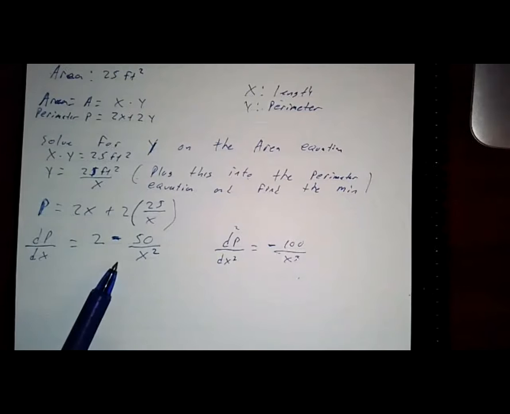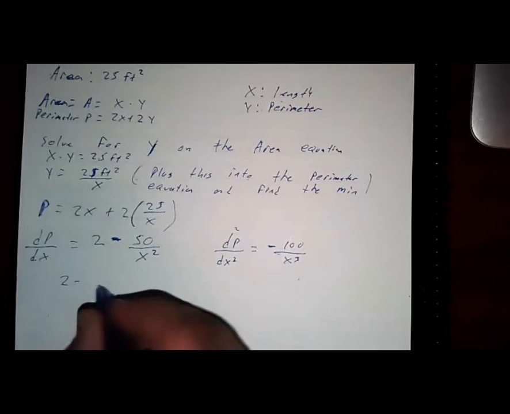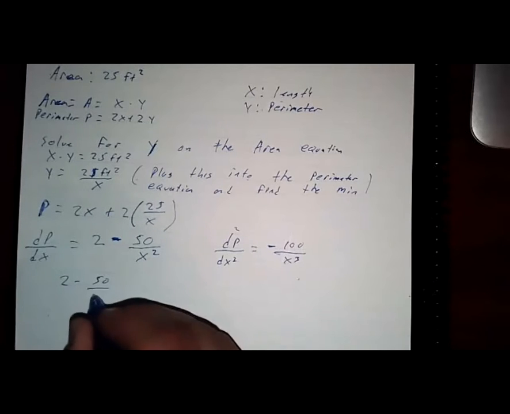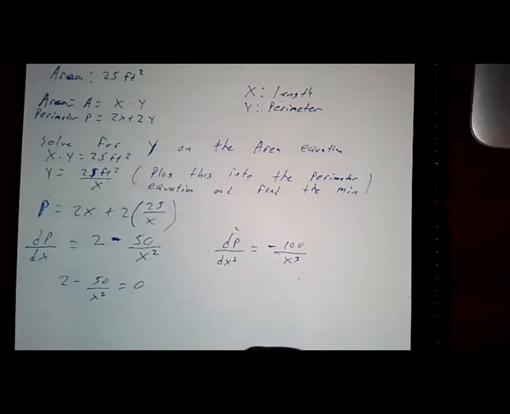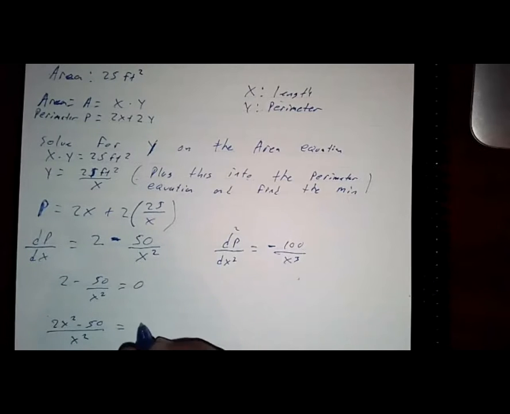Set this to 0. Solve for x, and see where the critical points are. Right. So 2 minus 50 over x squared equals 0. So that'd be 2x squared minus 50 over x squared equal to 0.